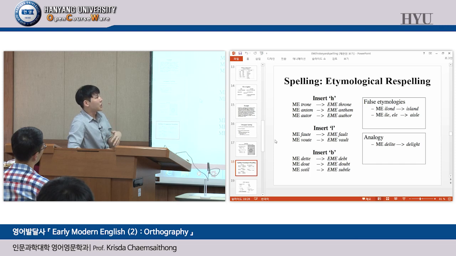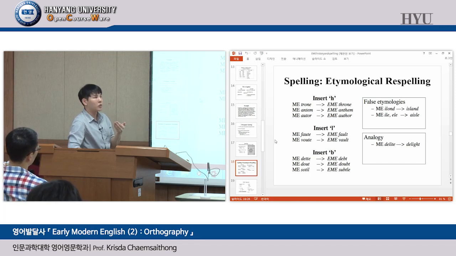So all of these words, like in ME, Middle English, we borrow from French, remember? Throne, anthem, author, right? Throne is for the king. Anthem is the song that you sing, like national anthem. Author, you know, writer. So all of these are French, and French came from Latin, you know that. However, during the Renaissance period, people go back to Latin and Greek sources, right? They go back to read those sources.